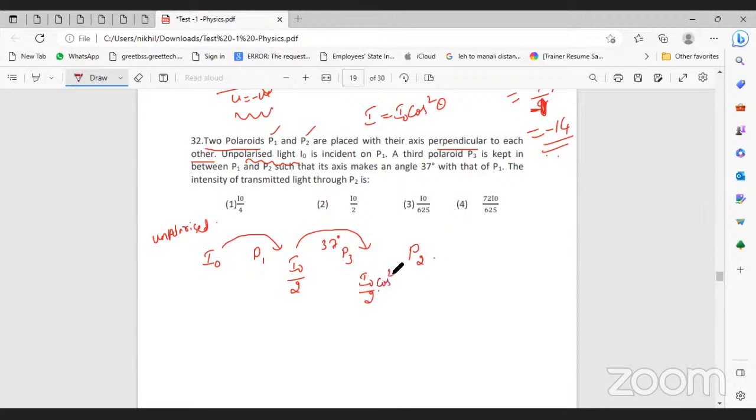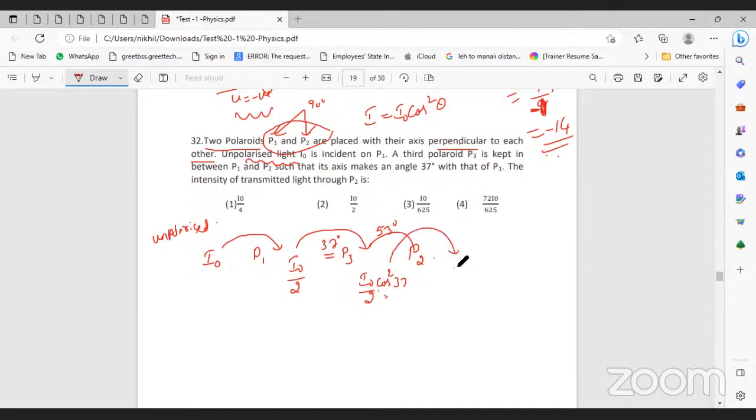I mean cos squared 37. Now P3 is here between P1 and P2. So after coming from P3, it is I0 by 2 cos squared 37. Now the remaining angle must be 53 degree. Because initially P1 and P2 are perpendicular, the angle between P1 and P2 is 90 degree. So if P1 is tilted by 37 degree, the P2 should be tilted by how much? 53 degree.